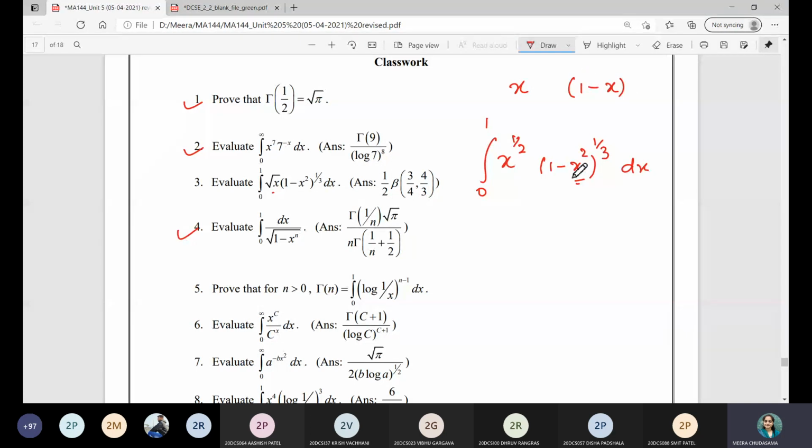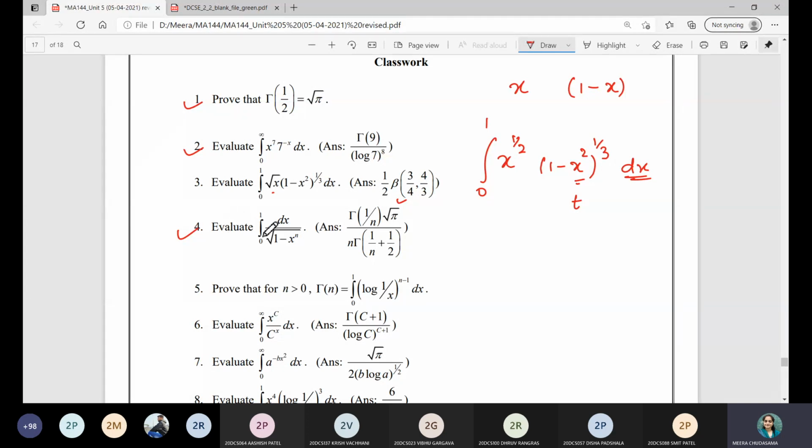So x squared will create a hurdle, so consider x squared is equal to t. In that case, you will convert dx in terms of the t variable. The integration limits will remain 0 to 1 only. They will not change if you consider x squared is equal to t, and the corresponding integral will now be converted in terms of the beta function, right?